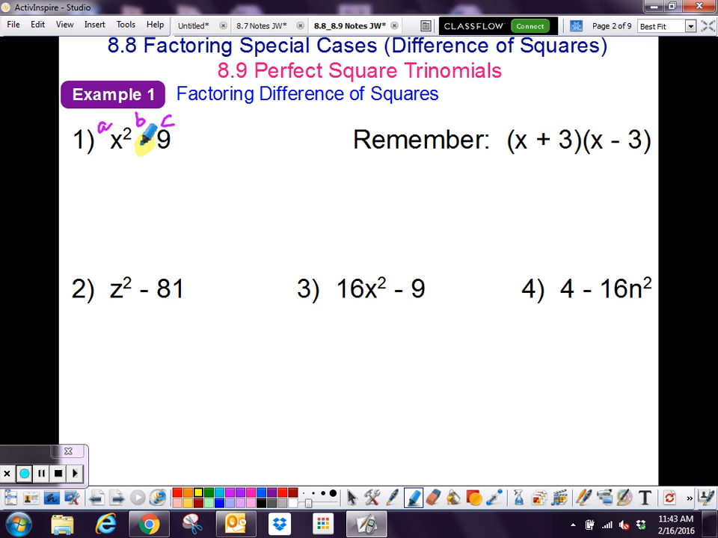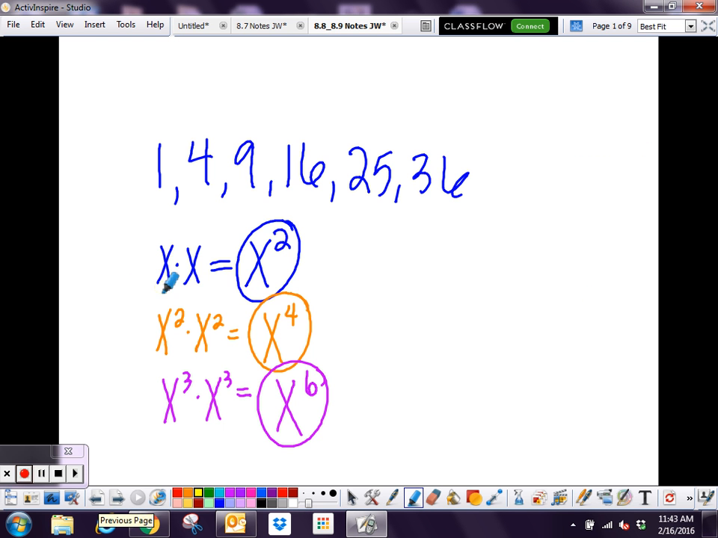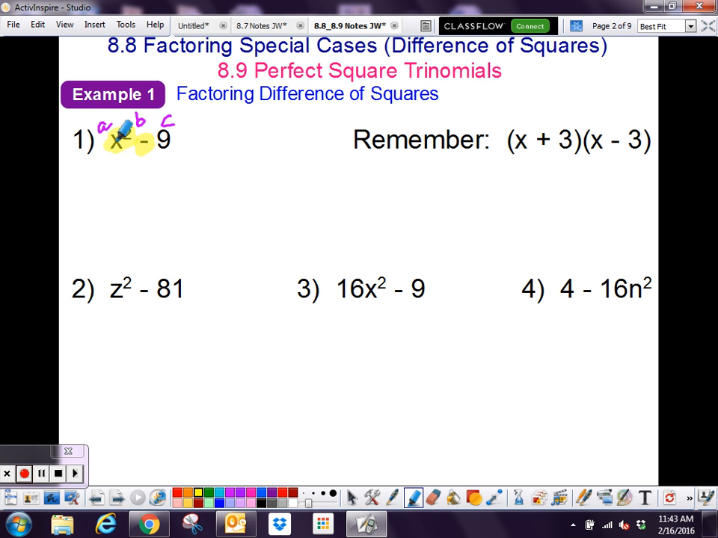Now I'm going to check each term. Each term needs to be a perfect square. So let's look at x squared. We just talked about how x squared was made: x squared was made from doing x times x. So is x squared a perfect square? Yes, that's a perfect square. What about 9? Well, yes, because 3 times 3 is 9.